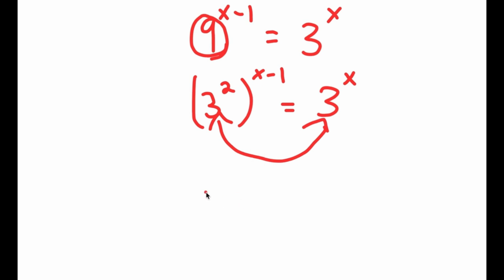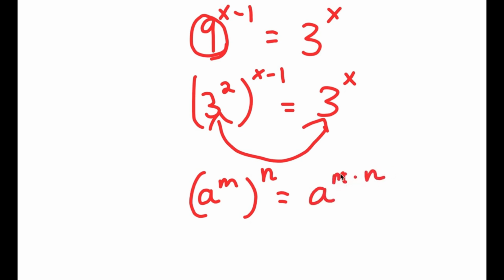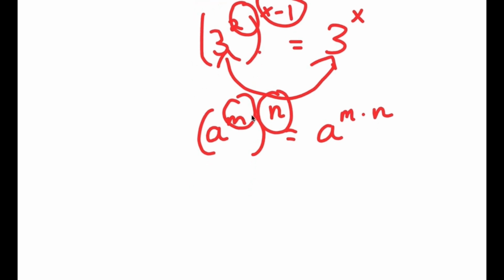Now, if I have something in the form a to the power of m to the power of n, this is equal to a to the power of m times n. So in this case, I have 3 to the power of 2 to the power of x minus 1, and we can think of 2 as m and x minus 1 as n. So this is going to be the same thing as 3 to the power of 2 times x minus 1, and which is equal to 3 to the power of x.